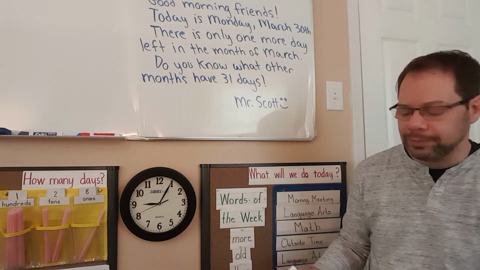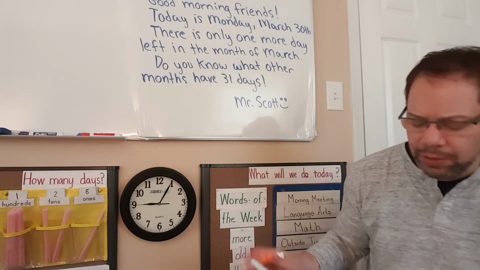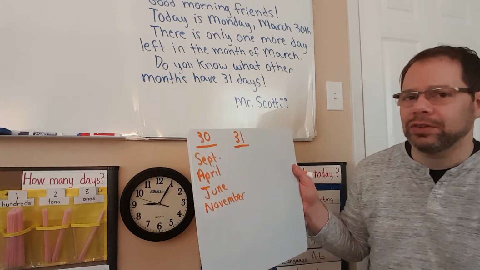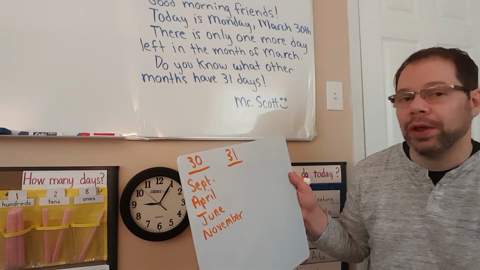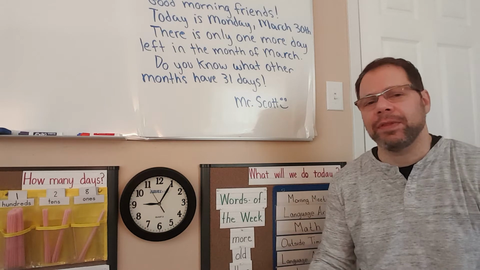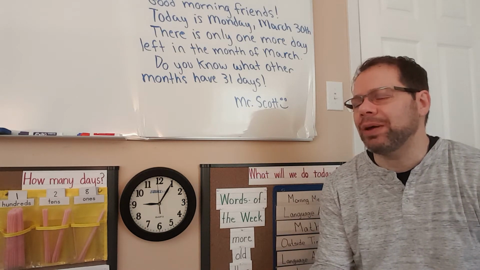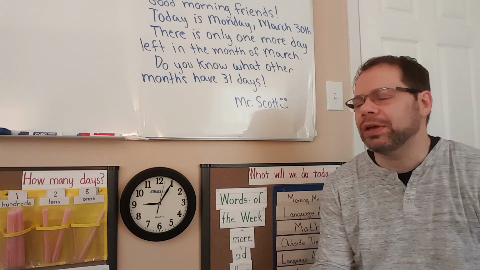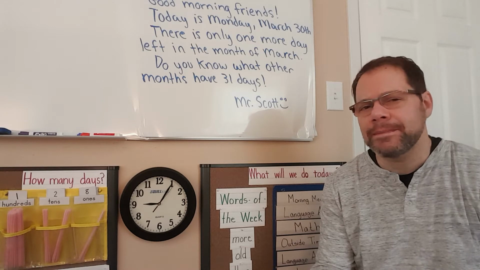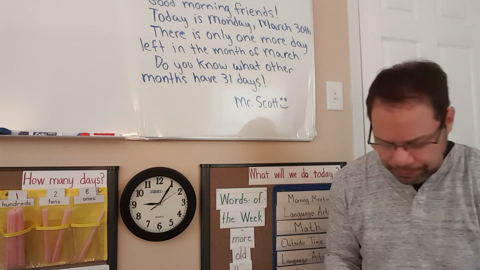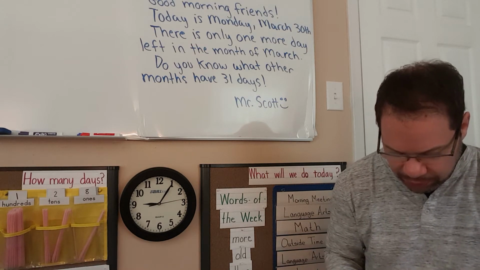That's right, there's 12. Okay, so if there are 4 months that have 30 days, the rest of them have 31. Oh, wait, was there a stingy month in there? 30 days have September, April, June, and November. All the rest have 31, except for February, which has, what is it? That's right, 28, and sometimes 29 every leap year. This year was a leap year.